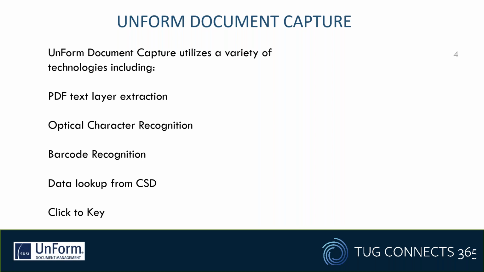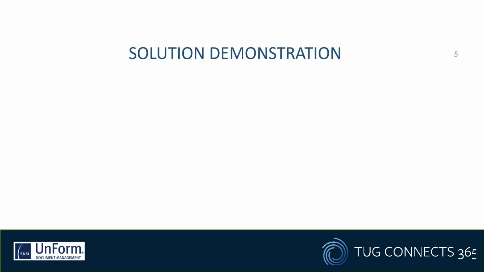We've also got barcode recognition, so if you're bringing documents that have barcoded data on it, we can read the barcodes. We can look data up directly from CSD as well. So once we've captured a data element, we can use that to help query and pull in additional information. And we've got click-to-key capability too. So if you're looking at a document on the screen, you can click on a value and have it populate one of the indexing values. And of course, you can manually index documents as well.